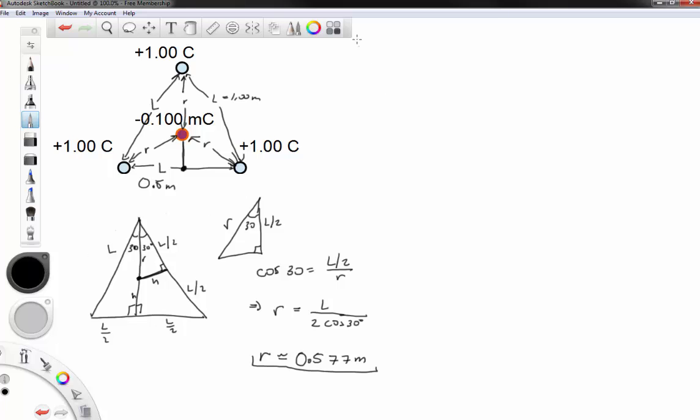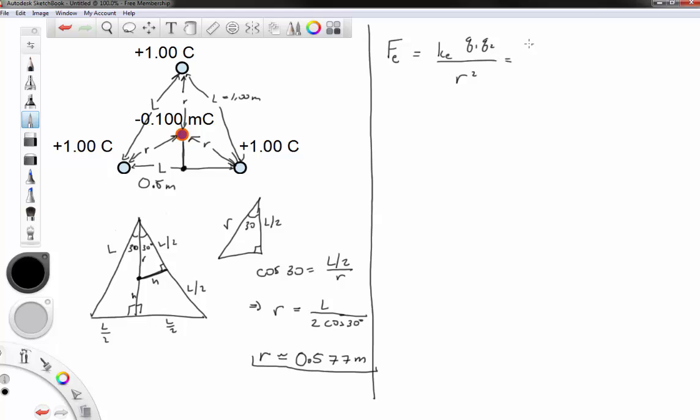Okay, now we're going to move on to actually calculating the force between pairs of charges. So since the distance is the same in all cases, that means that the magnitude of the force should be the same in all cases. So the magnitude is going to be given by Coulomb's constant times the product of the two charges, divided by the distance between them squared.